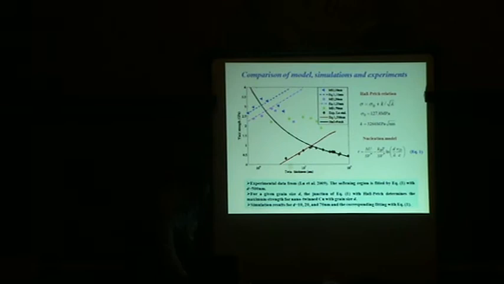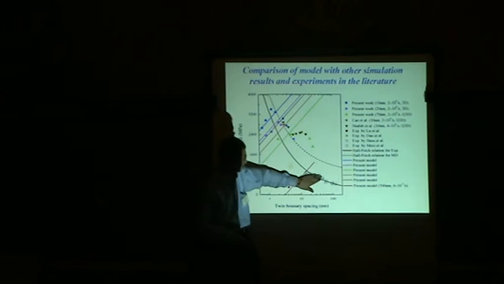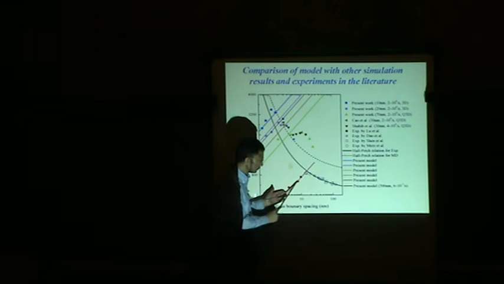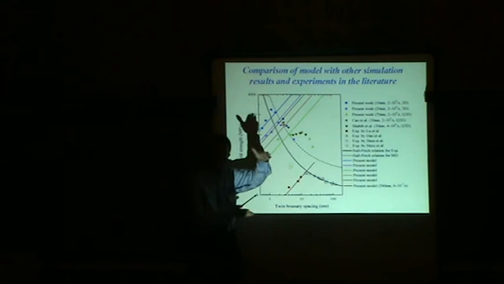Okay, so we compare with all the data in the literature, all the experiment and simulation data. We find lots of experiments are in this regime. People have studied nanocrystalline material, nanograined material, and most of the experiments are in this regime. In this regime, because the technology has only very recently become available, you could control the twin spacing down to nanoscale.